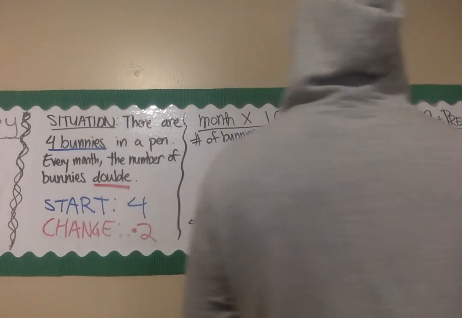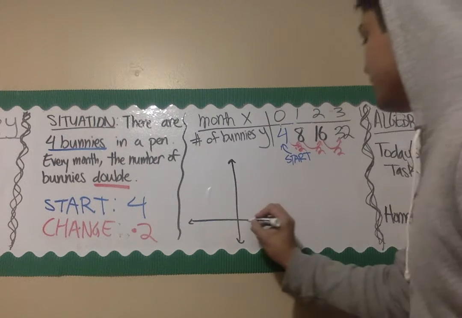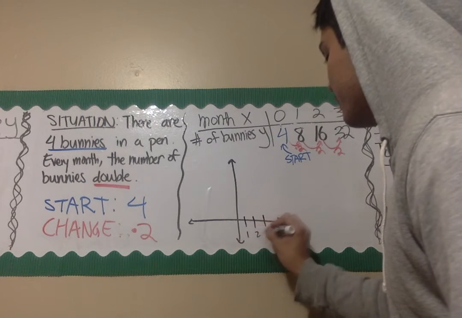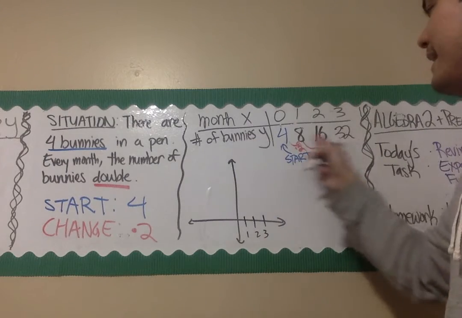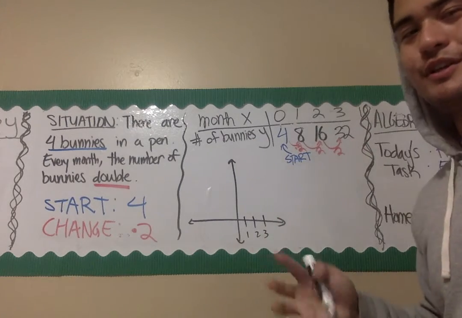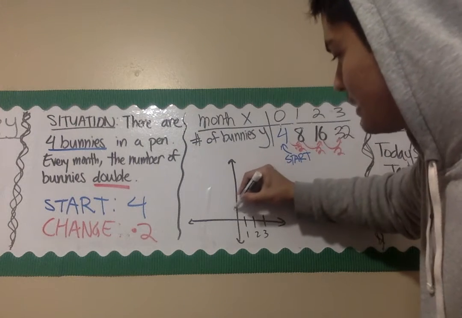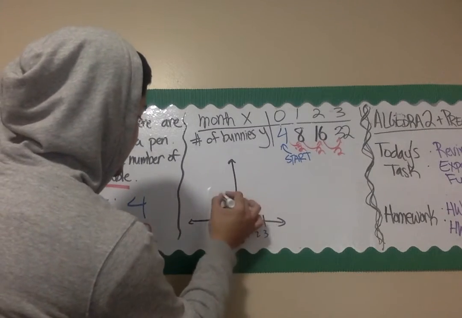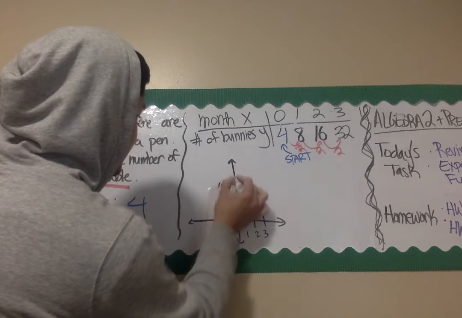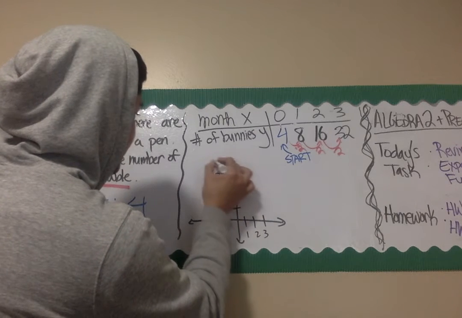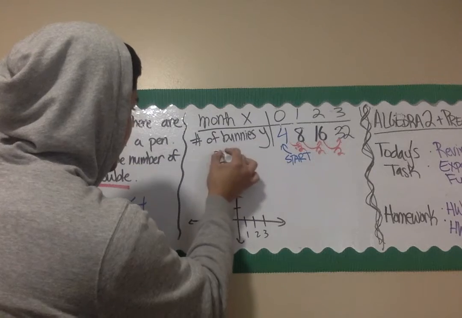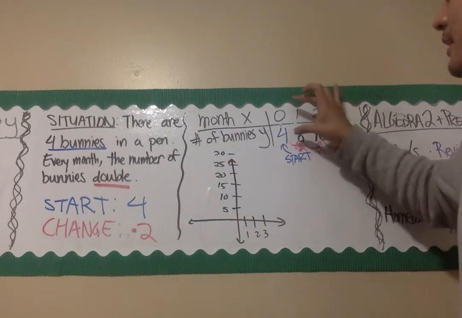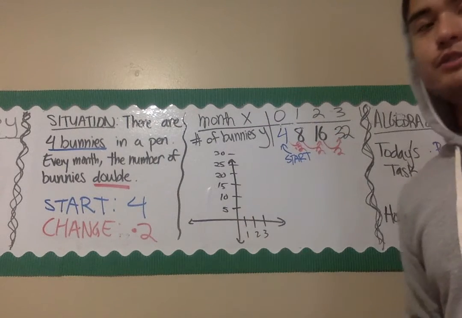Okay, and now I'm going to label my points. 1, 2, 3, and the y, it's kind of a lot. It's going up to 32, so I want to space this out, let's say by 5s. So we're going to do 5, 10, 15, 20, 25, 30. Okay, we're going to plot the table onto the graph using the ordered pairs.